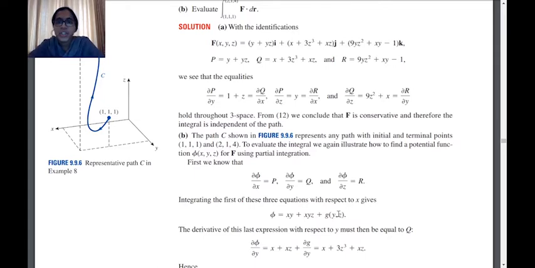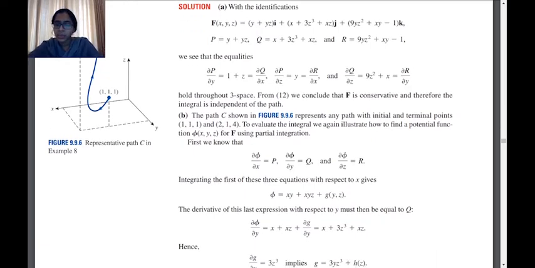Right? G is a function of y and z, so in partial differentiation z will be a constant, so we need not consider the term of z, so it will be dou g by dou y. Now in the beginning we had seen that dou phi by dou y is q, and what is q? It is x plus 3z cube plus xz. So let us compare this value with the value which we have obtained right now. Comparing, we get x and xz, both the terms are there. So we get dou g by dou y is nothing but 3z cube.